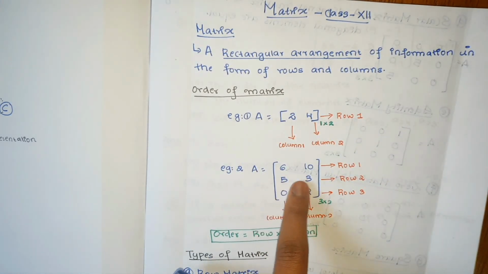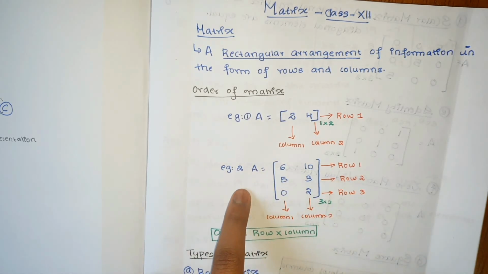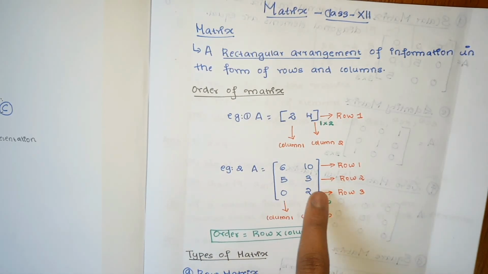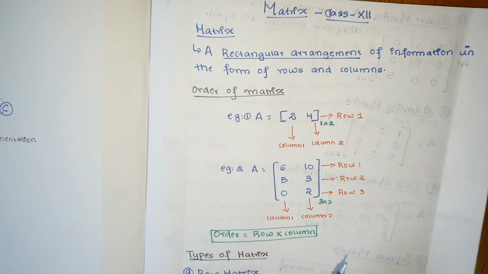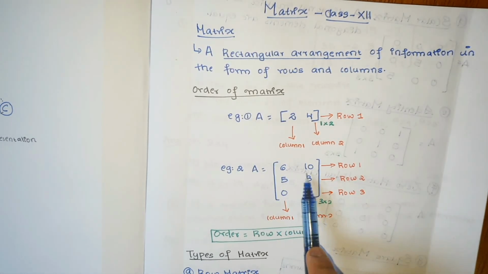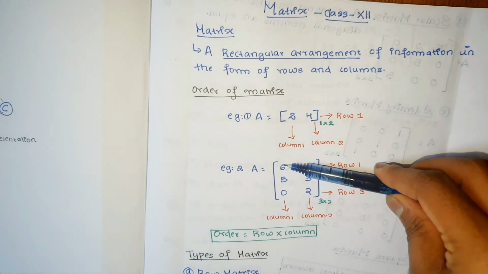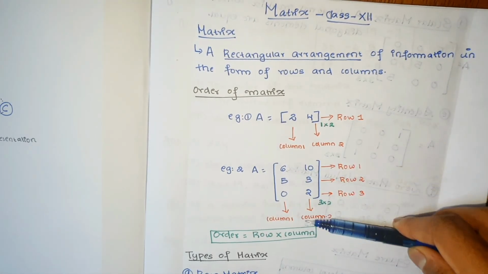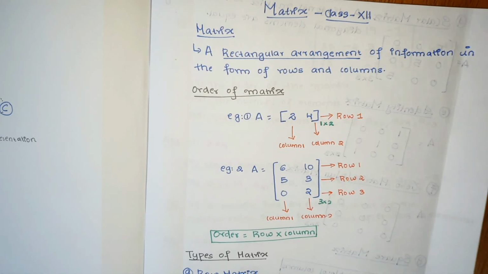Next we take the example of a second matrix. A is equal to [6, 10, 5, 3, 0, 2]. How many rows does this matrix have? 1, 2, 3 rows. It has 3 rows, and how many columns? 1, 2, only 2 columns.